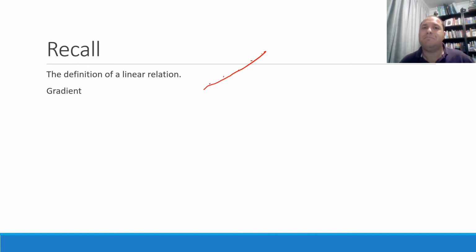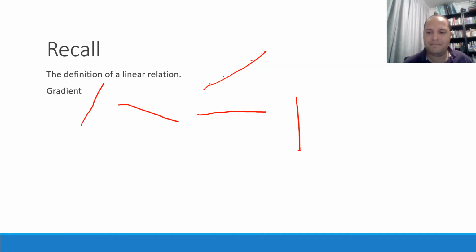Gradient is a measure of how steep a line is, or it's a rate of how one variable changes with the other. So gradient can be positive, where the line is increasing. Gradient can be negative, where a line is decreasing. Gradient can be 0 if it's a flat line. Gradient can also be undefined if it's a vertical line.